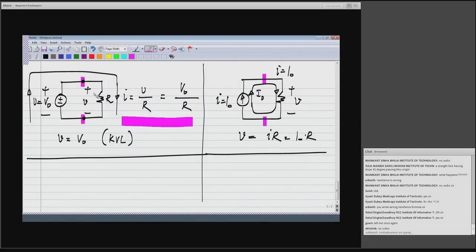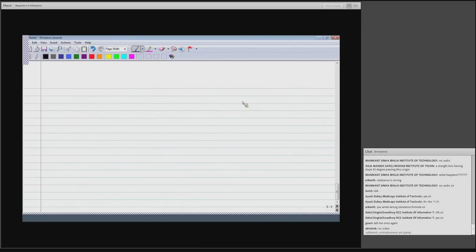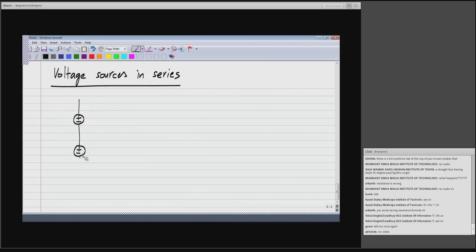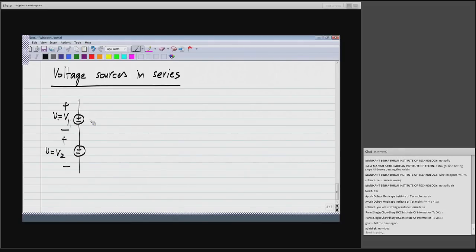But it's pretty obvious that the same current is flowing in the voltage source and the resistor here, and in the current source and the resistor on the right hand side. Okay. Now, one of the properties of a resistor, but before we go there, let me look at what happens when voltage sources are connected in series. Let's say I have a voltage source of voltage equals V1 and another one whose voltage equals V2, and they are connected in series.